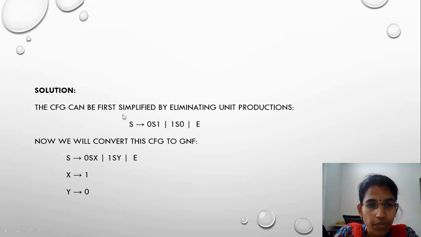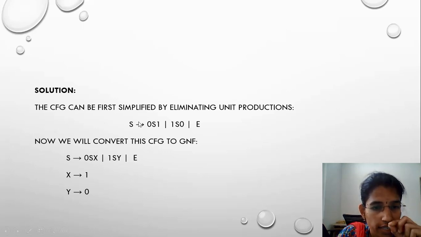The first step is to simplify by eliminating unit productions and terminals. What is the concept of unit production? It's nothing but S tends to epsilon. That is known as unit production. Now we will convert the context-free grammar into GNF. S tends to 0 S X, 1 S Y. Here the 1 is replaced by X and the 0 is replaced by Y.